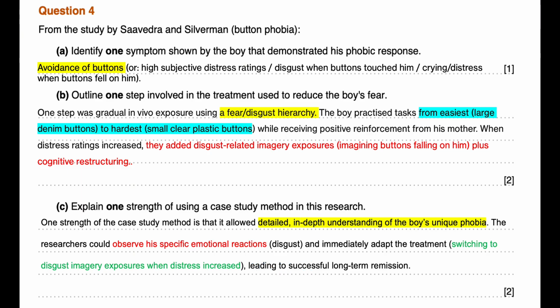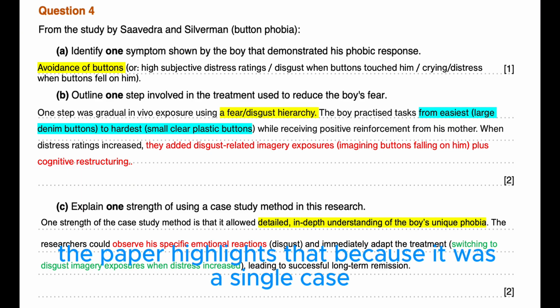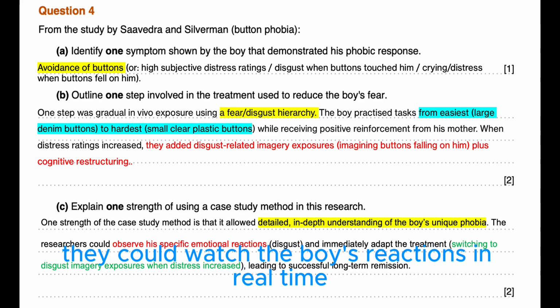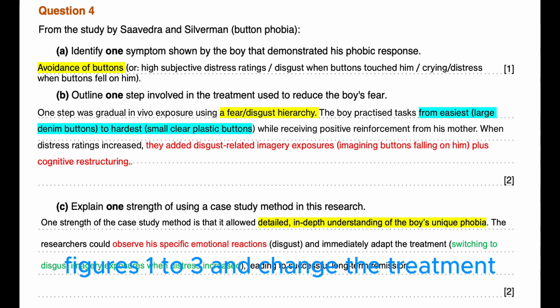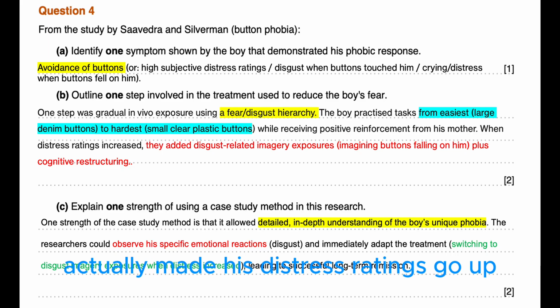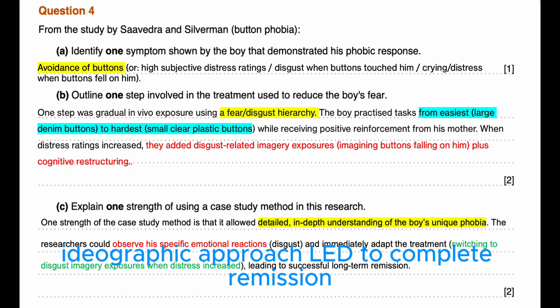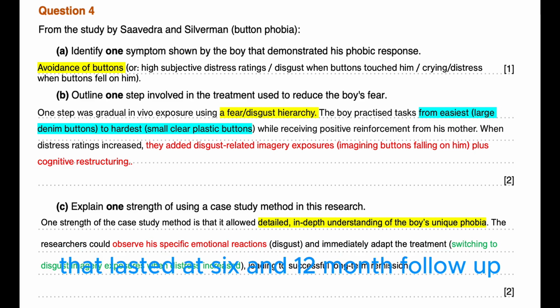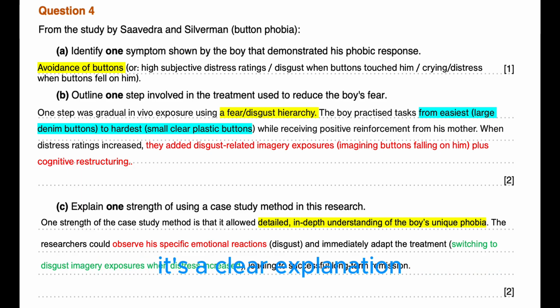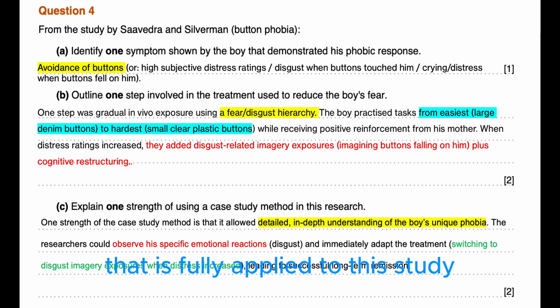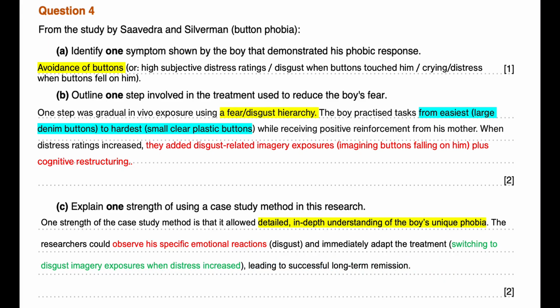Part C. The paper highlights that because it was a single case, they could watch the boy's reactions in real time, Figures 1 to 3, and change the treatment when standard exposure actually made his distress ratings go up. This personalized idiographic approach led to complete remission that lasted at 6 and 12-month follow-up. It's a clear explanation that is fully applied to this study.